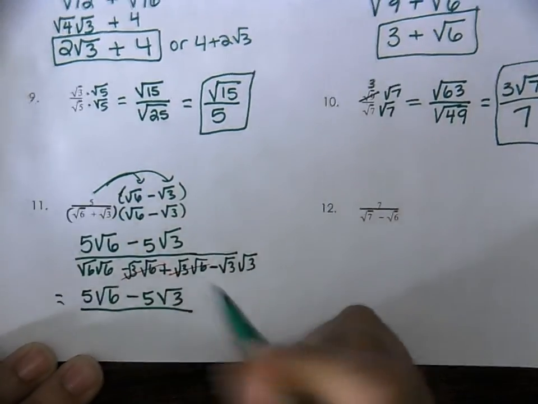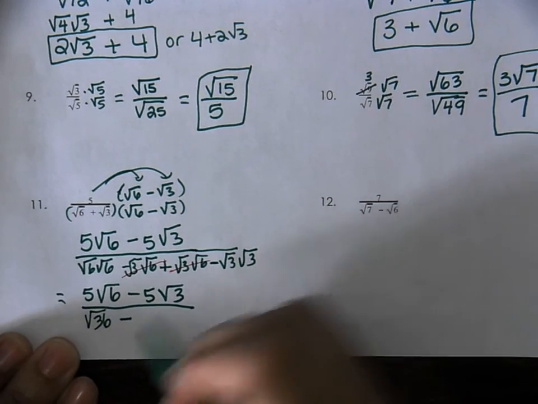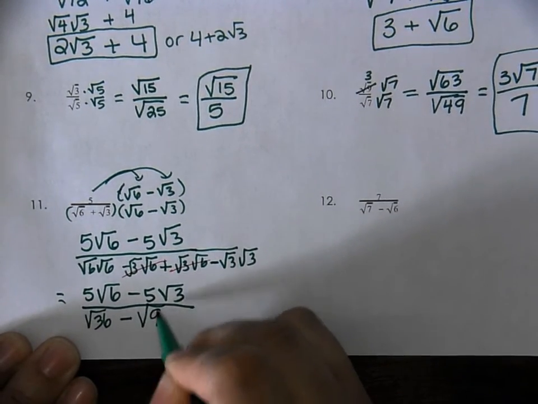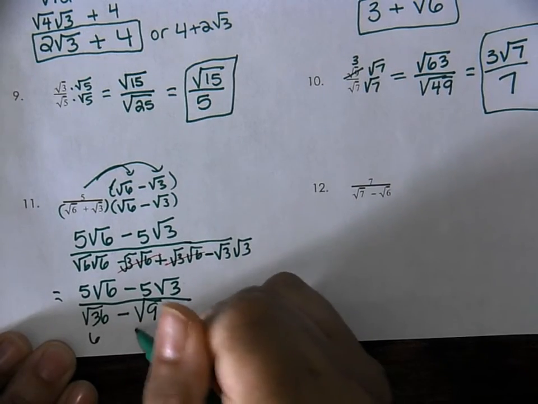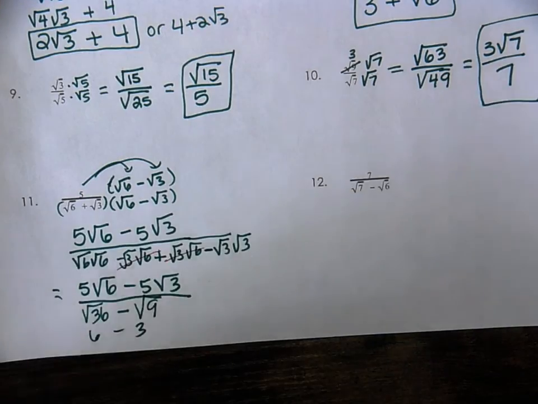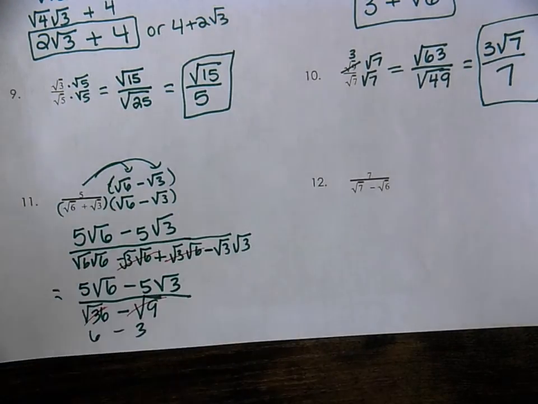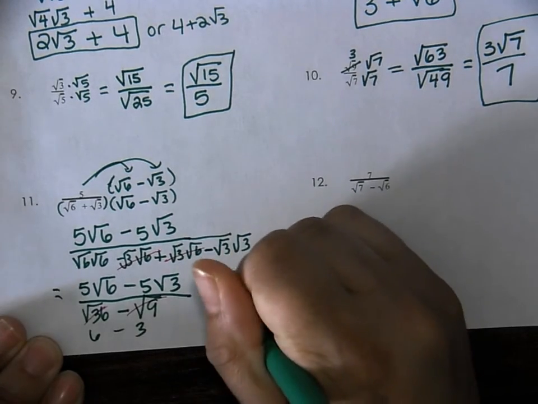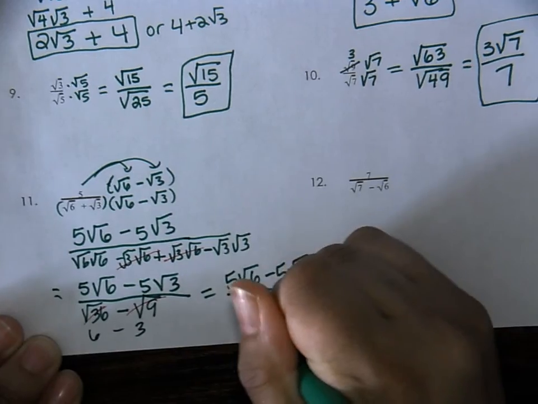The denominator, though, is the square root of 36 minus the square root of 9. And the square root of 36 is really 6, and the square root of 9 is 3. So if you want to just simplify those without writing the whole thing out again, 6 minus 3 is 3. So the final answer is 5 root 6 minus 5 root 3 divided by 3.